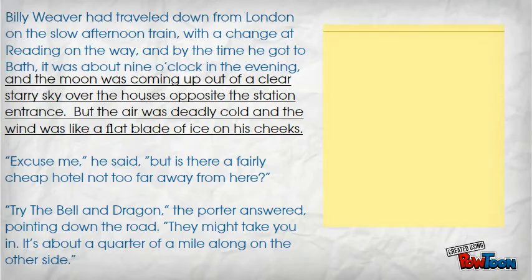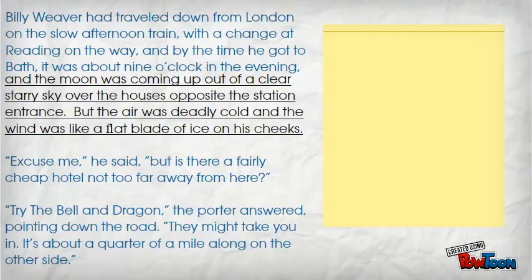It reads, and the moon was coming up out of a clear, starry sky over the houses opposite the station entrance. But the air was deadly cold, and the wind was like a flat blade of ice on his cheeks.